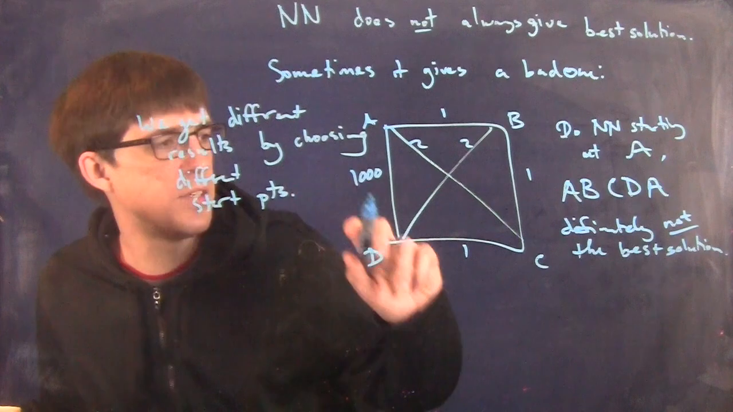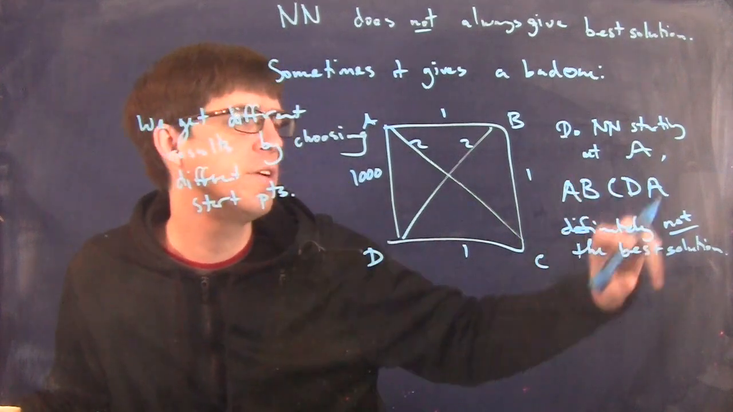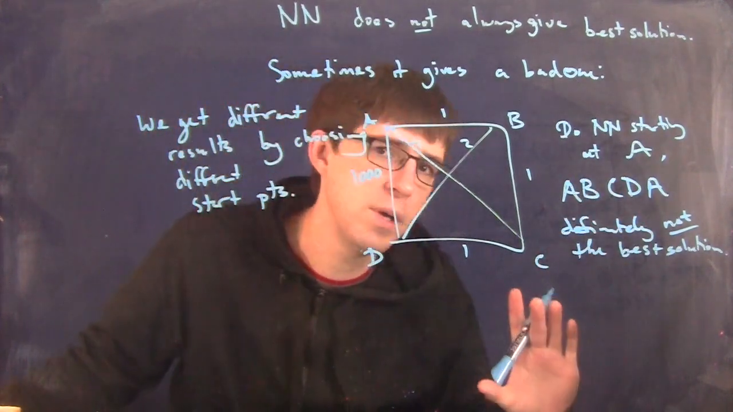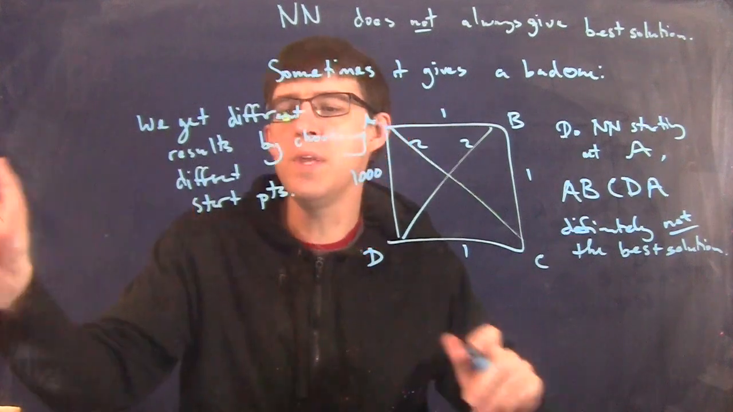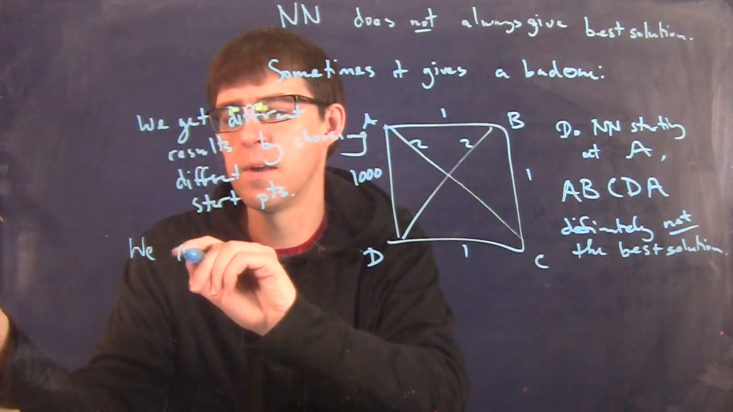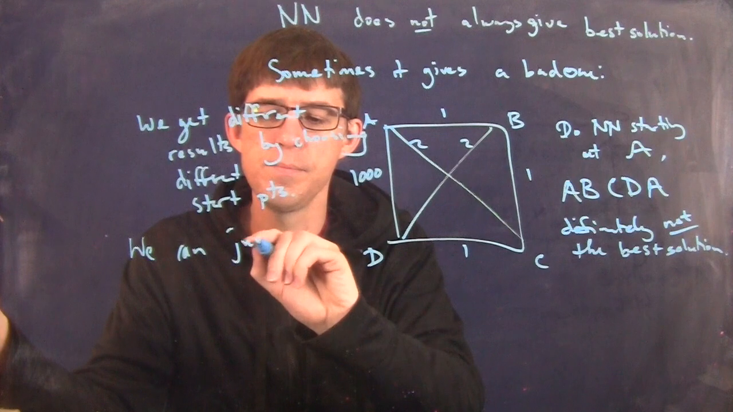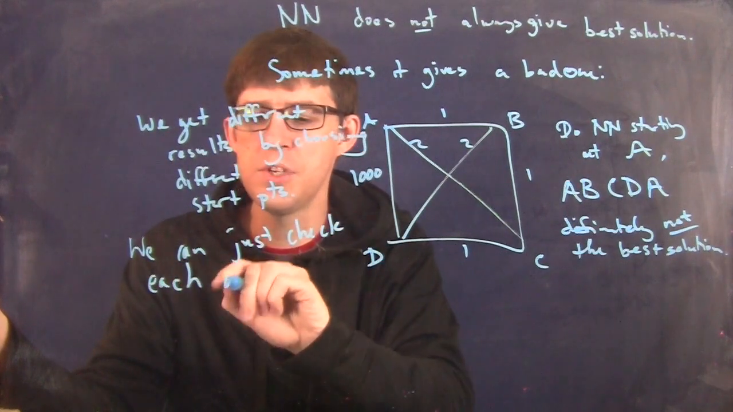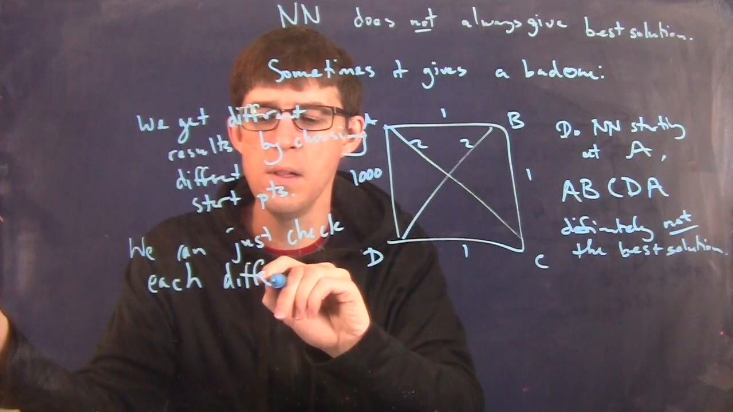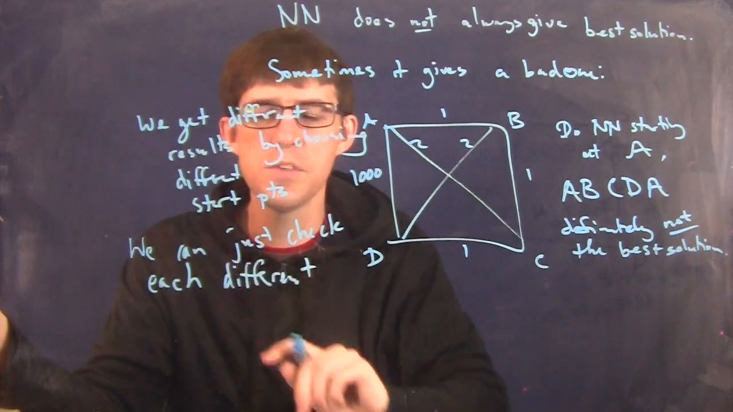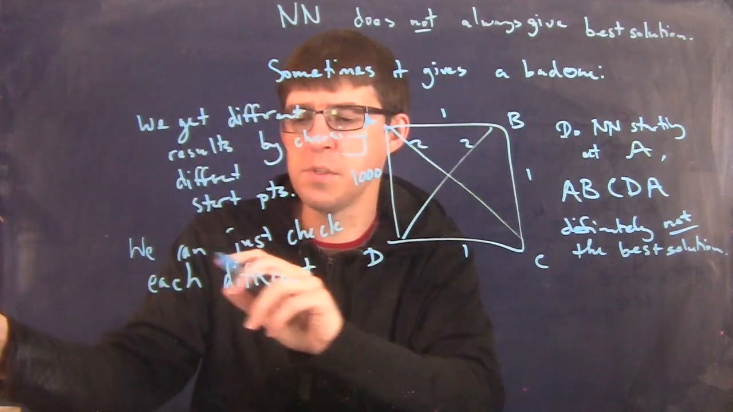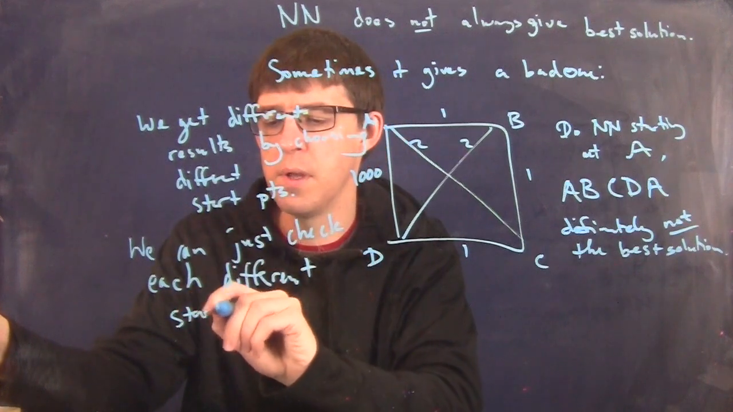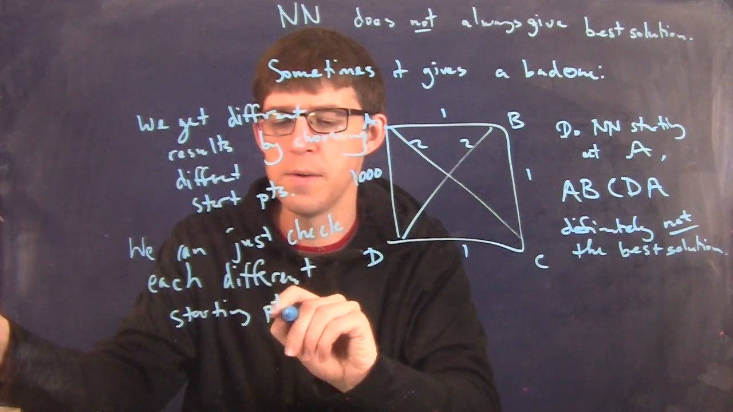This actually leads us to a slight improvement on the nearest neighbor. It'll take you a little longer, but you'll get better results. We can simply check each different starting point. These are so easy to do that you might as well just check each different starting point and then choose the best, right?